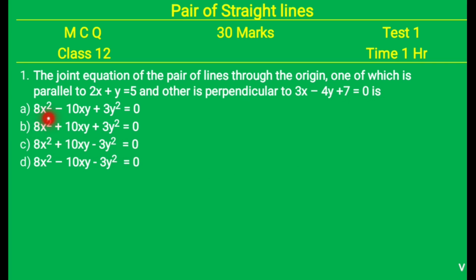So the option A is 8x square minus 10xy plus 3y square equals to 0. Option B 8x square plus 10xy plus 3y square equals to 0. Option C 8x square plus 10xy minus 3y square equals to 0 and option D 8x square minus 10xy minus 3y square equals to 0.